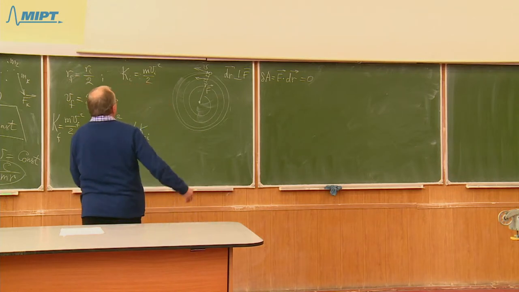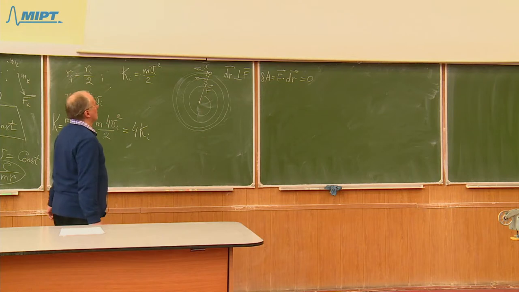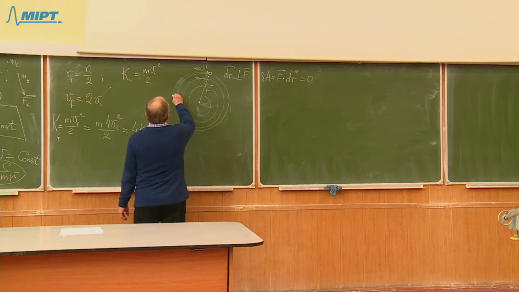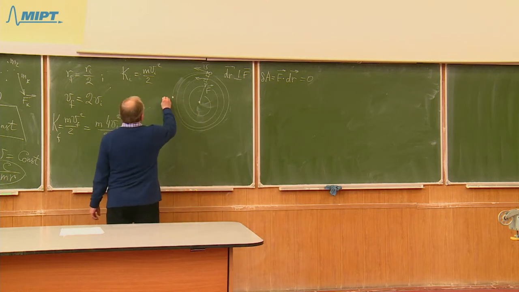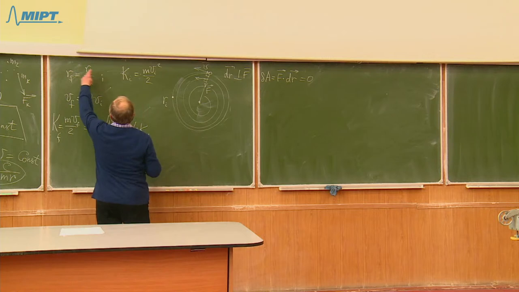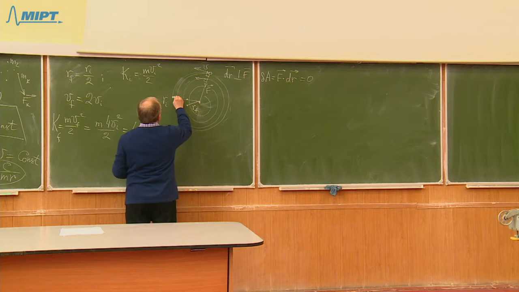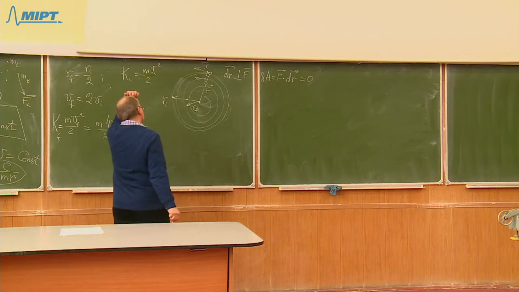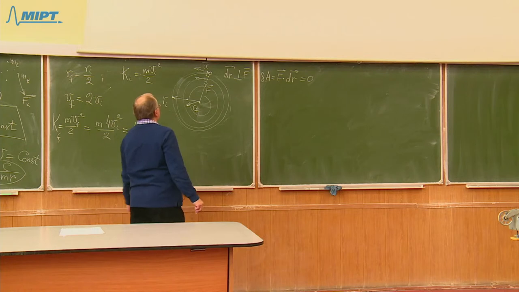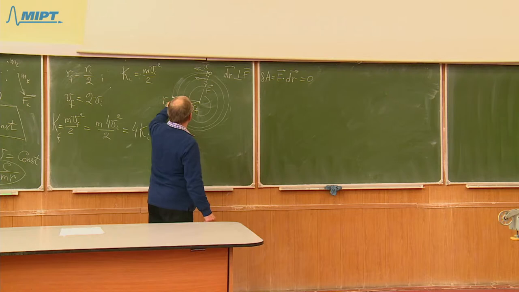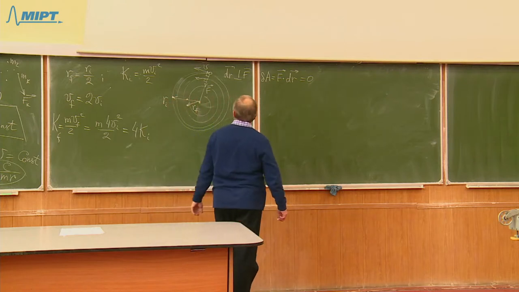Let's make sure that this assumption works. Let's calculate this work. So suppose the initial radius was this one, and the final radius was twice as small. And that will be the final radius. And that is the initial radius. Let's calculate the work performed in this motion when we reduce the radius by a factor of 2.